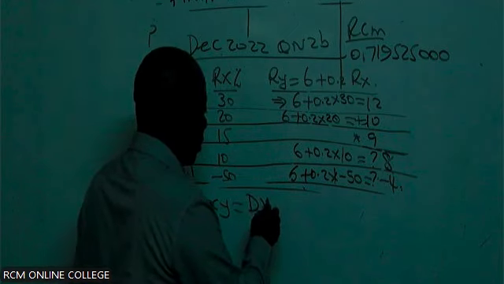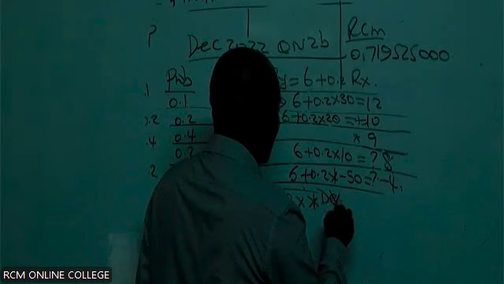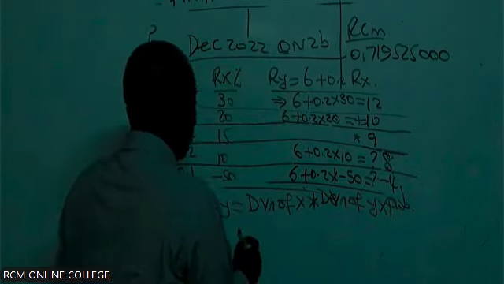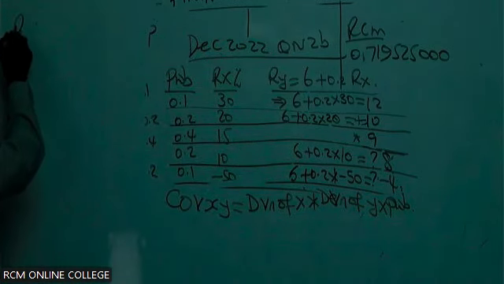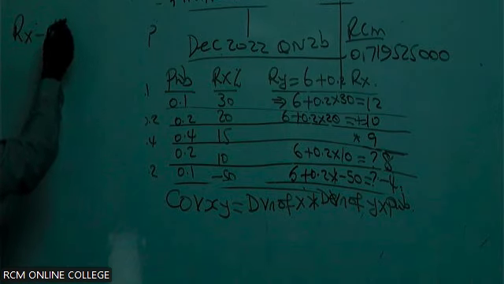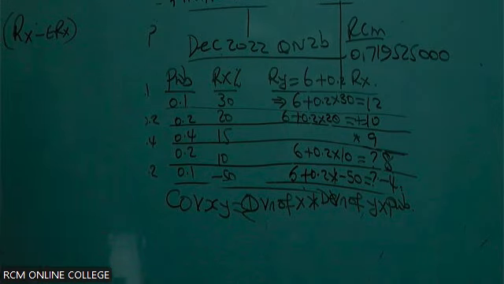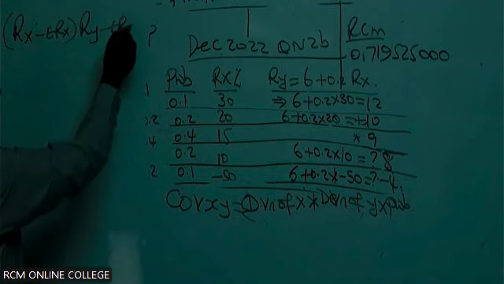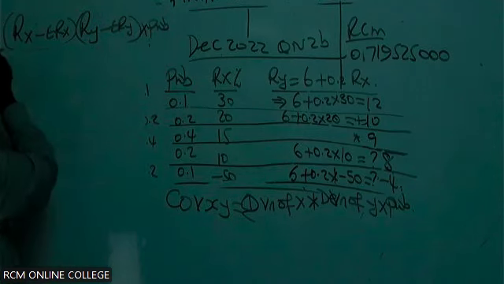So you need to remember the deviation of X times the deviation of Y, times probabilities. Are you able to remember the deviation of X? Deviation of X is Rx minus E(Rx), isn't it? Don't forget that we have a sum there. And then the deviation of Y: Ry minus E(Ry), times the probabilities. And then later on, I'll be summing, isn't it?